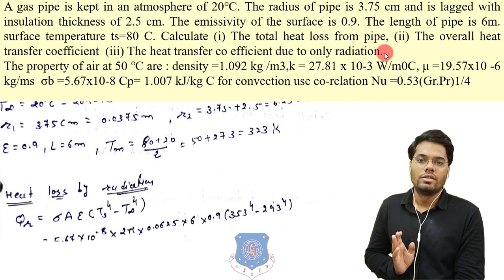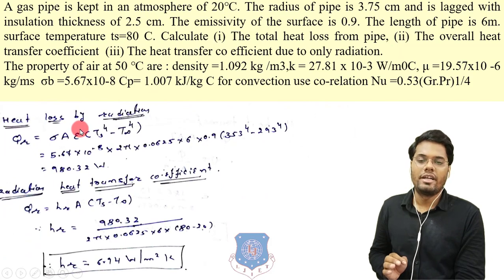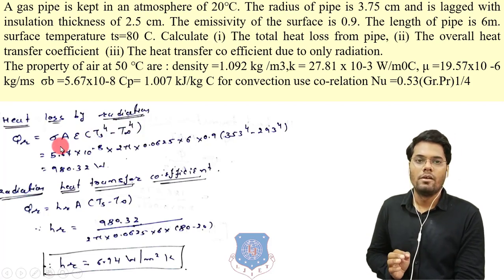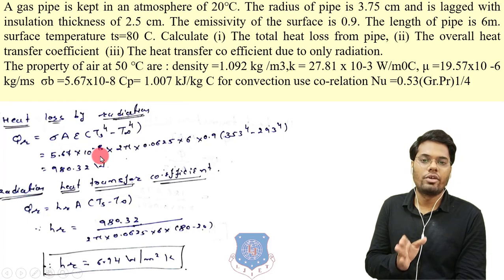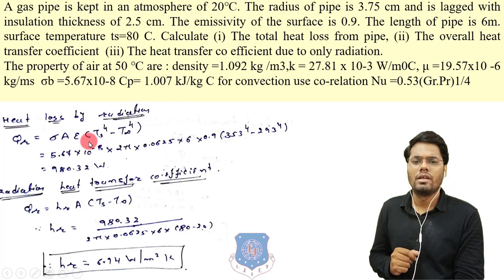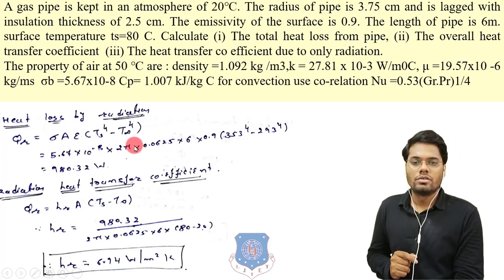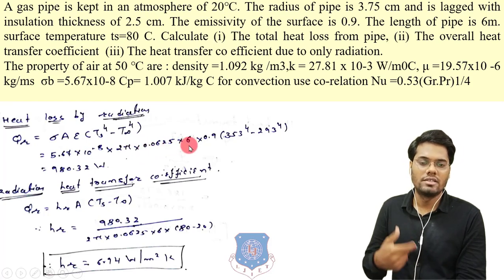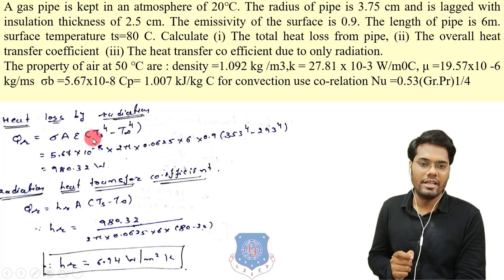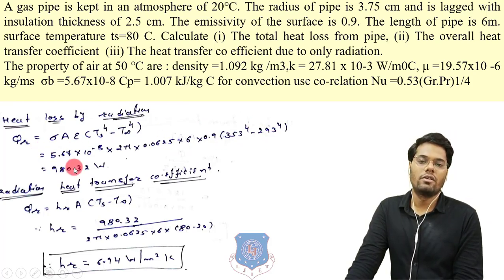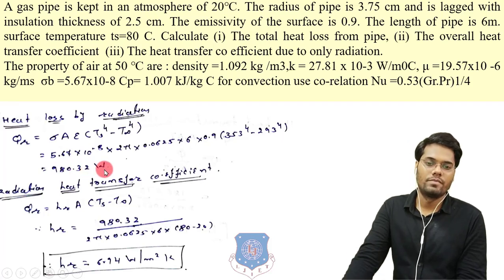So first, if you want to calculate heat loss by radiation, then we have the equation sigma times surface area times emissivity times Ts raised to 4 minus T infinite raised to 4. Value of the Stefan-Boltzmann constant is 5.67 into 10 raised to minus 8. Surface area of the pipe is pi d L, or 2 pi r into L, so this is 2 pi total radius into L, L is the length. Emissivity is 0.9, Ts is 353, T infinite is 293. So heat loss by radiation is 980.32 watt.